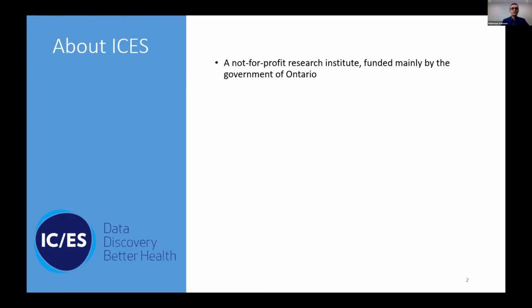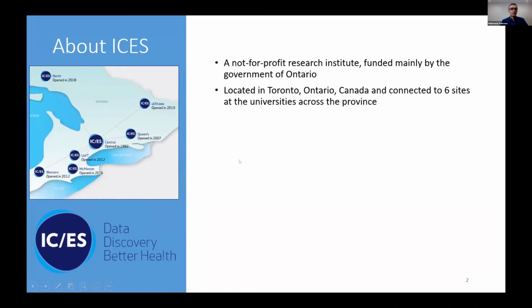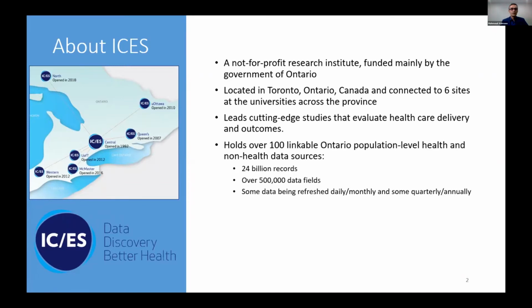We are a not-for-profit research institute funded mainly by the government of Ontario. We are located in Toronto, Ontario, Canada, and we are connected to 6 satellite sites at the universities across the province. We hold over 100 linkable Ontario population-level health and non-health data.